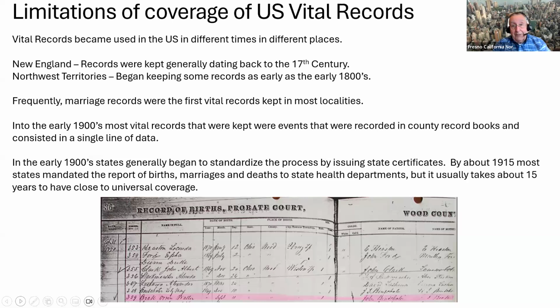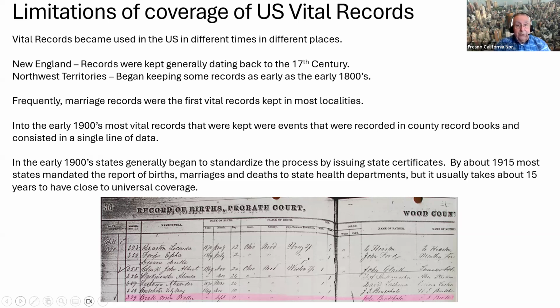Now, there are a lot of limitations to vital records. They became used first in different parts of the United States, and we're mainly talking about at different times. In New England, vital records go all the way back to the 17th century, to the 1600s.